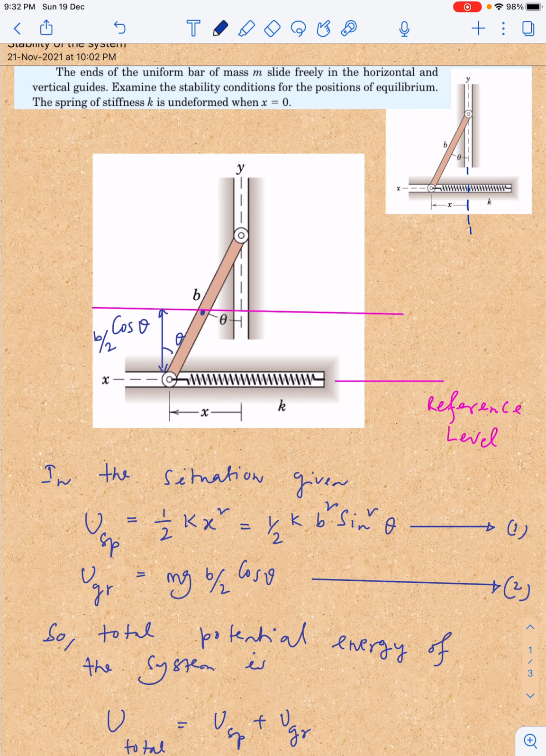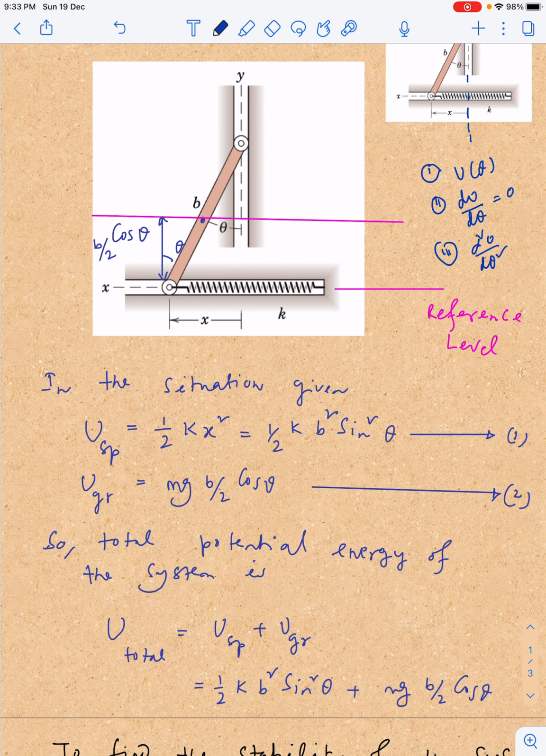Now to check the condition of equilibrium, we have to follow three steps. One, we have to find out the value of U as a function of theta, and then we have to figure out the equilibrium position, that is by making dU d theta equal to 0, and third we have to check for d2U d theta 2. So it's a three-step process.